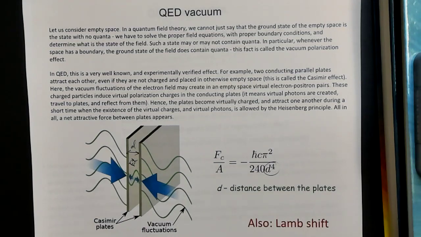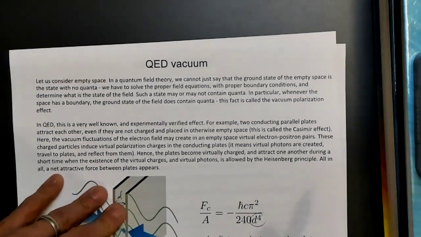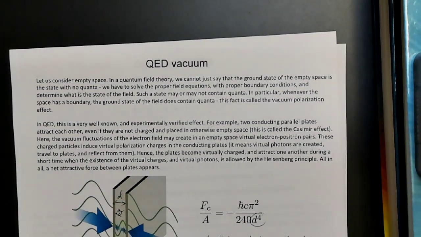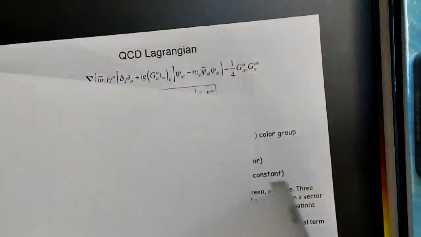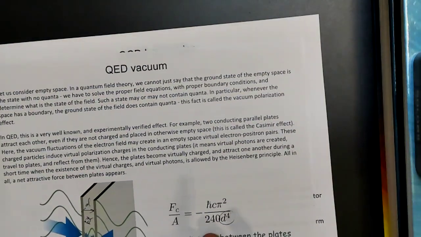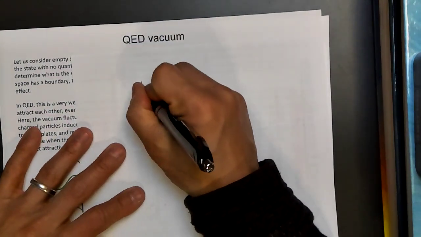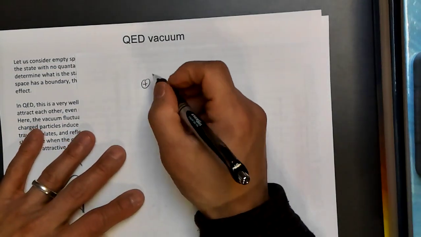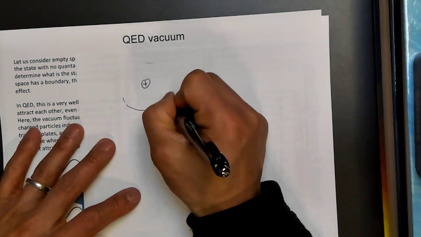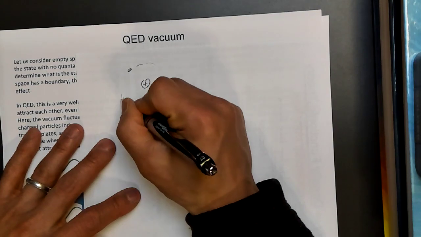Another place this is seen is in what's called the Lamb shift. The Lamb shift describes the hydrogen atom. Okay, so we have, let's say, a hydrogen atom. We have a proton at the center, and we have an electron going around it.